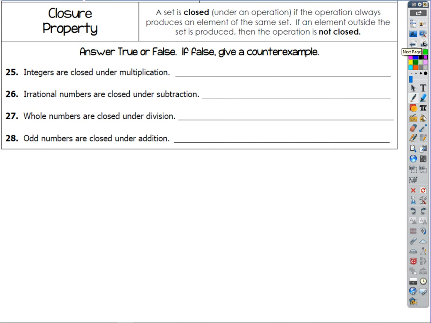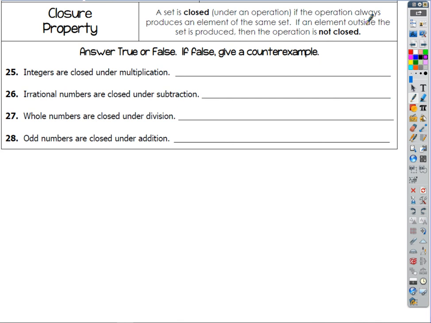The closure property only applies or makes sense when you're talking about some set and you're going to do an operation on that set. So for example, we're going to start off here with a set of integers and we're going to do the operation multiplication, right? Closure says that a set is closed under an operation if the operation always produces an answer that's a part of the original set.